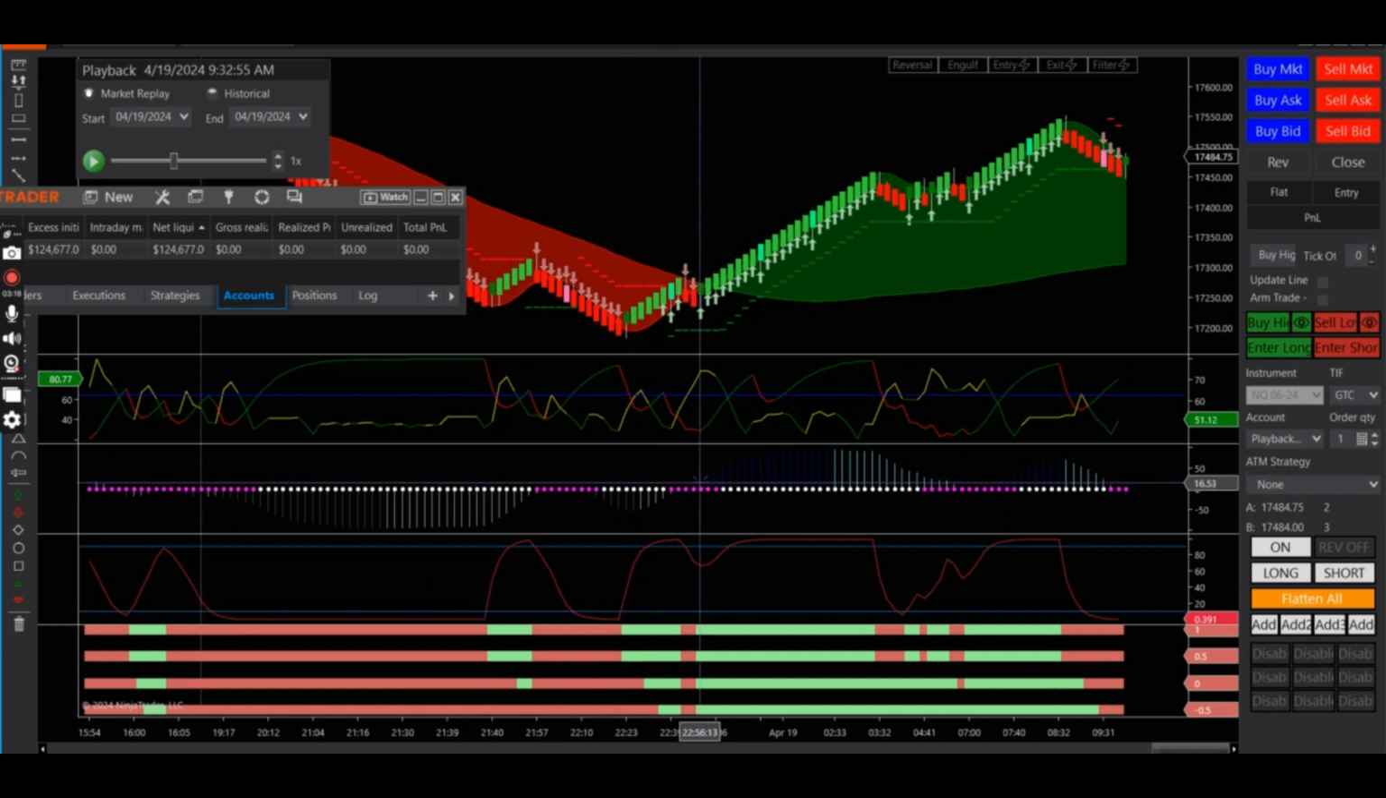And also, you're probably familiar with this indicator right here. This is the momentum squeeze indicator. And I also have this double stochastic, and I have these bands right here.